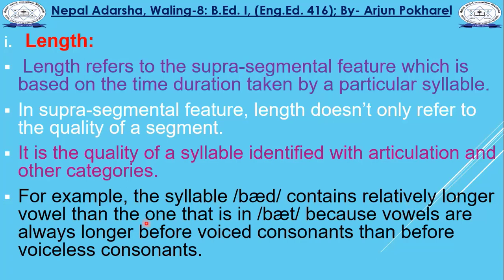Here we say bad, but we say bat. It takes a longer time to produce the syllable bad than bat, because vowels are always longer before voiced consonants. That's why the vowel is longer before a voiced consonant than the vowel before a voiceless consonant. Here, t is voiceless, and d is voiced. That's why it takes longer duration. Bat takes shorter time, while bad takes longer time when we produce them.